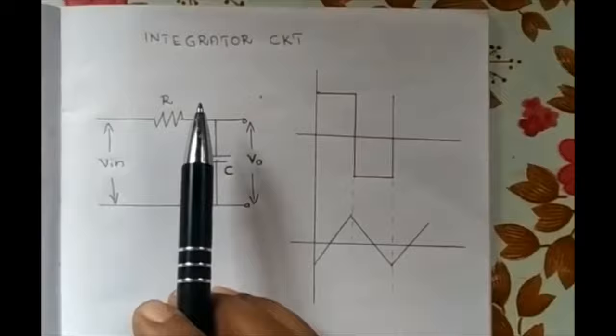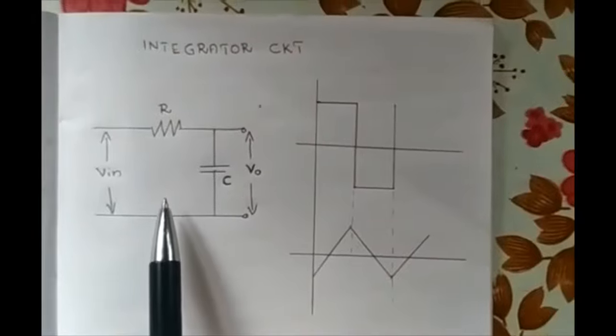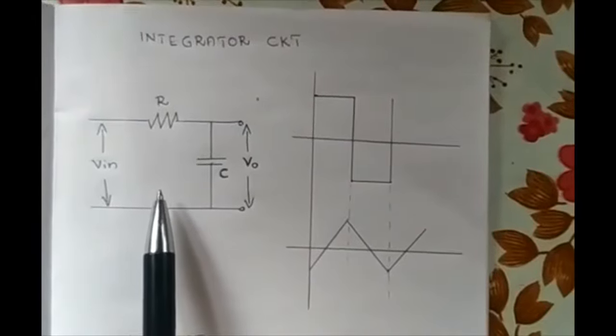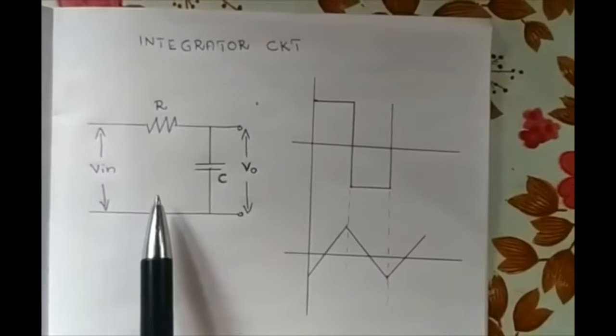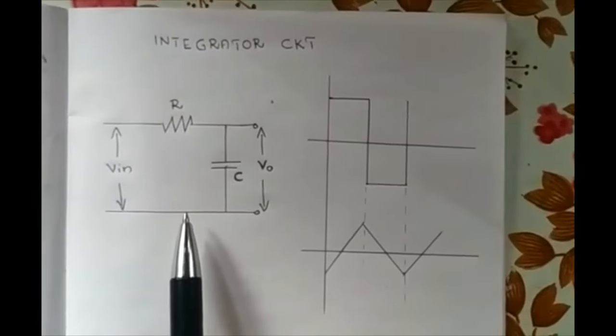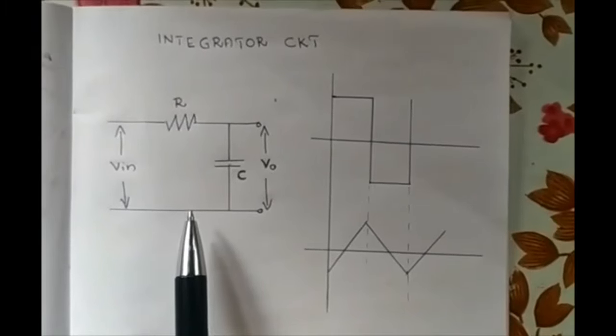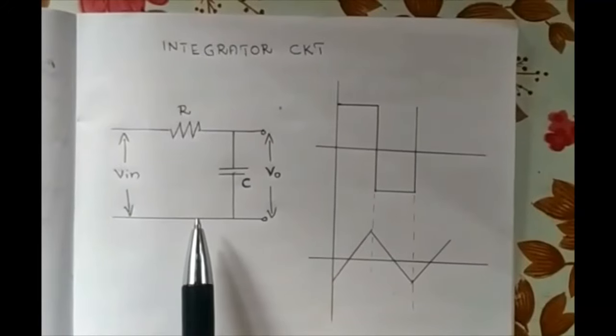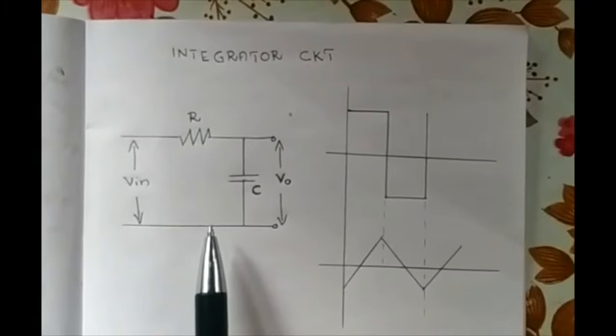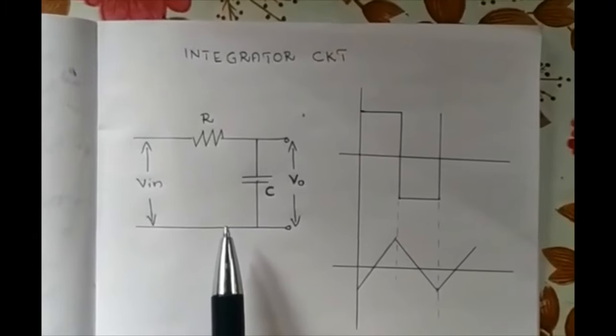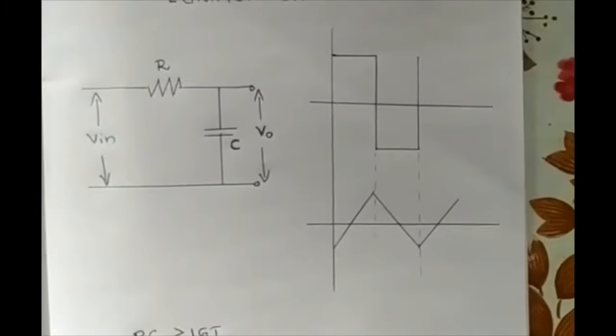Next, we discuss the integrator circuit. This is a circuit diagram of the integrator circuit. It is a series connected RC circuit. It has two passive components, resistor and capacitor, so it is also known as passive integrator. In the integrator circuit, the time constant of the circuit is very large compared to the time period of the input signal.